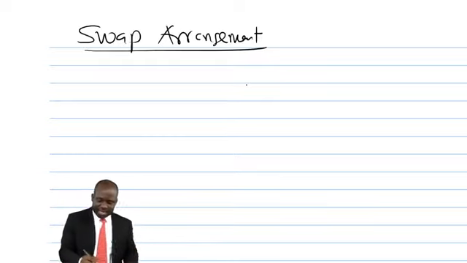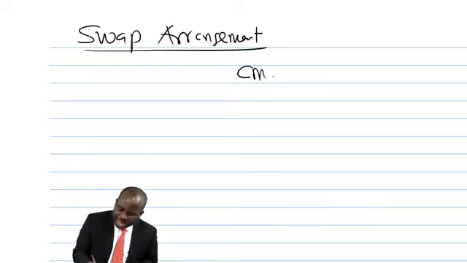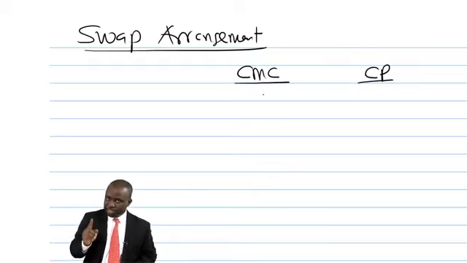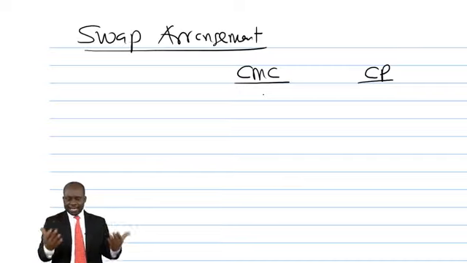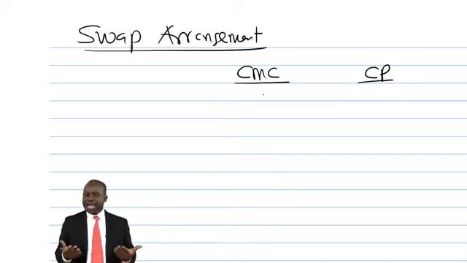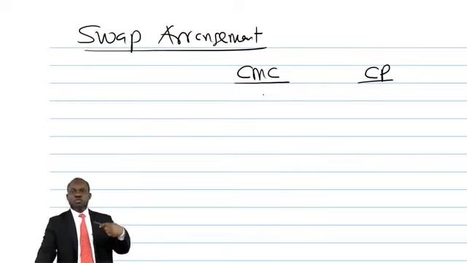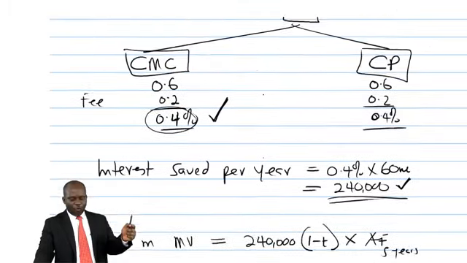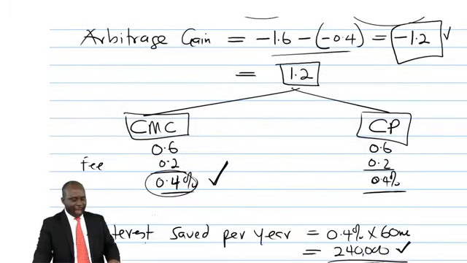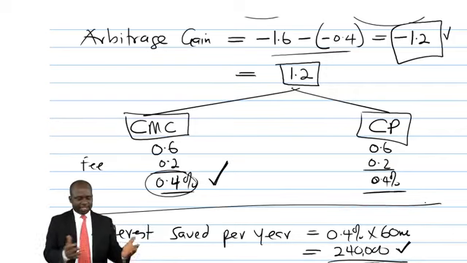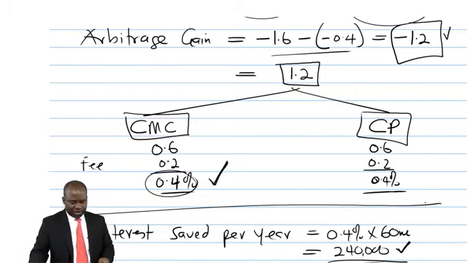So the first thing here is that this is CMC and this is the counterparty. What I'm doing is not part of the question. It's another follow-up, a question that the examiner can ask. Okay, so what will I do? If you want me to determine the swap arrangement that will be beneficial, I will first have to calculate my arbitrage gain to come and get these figures here. Share it 0.4 and 0.4.